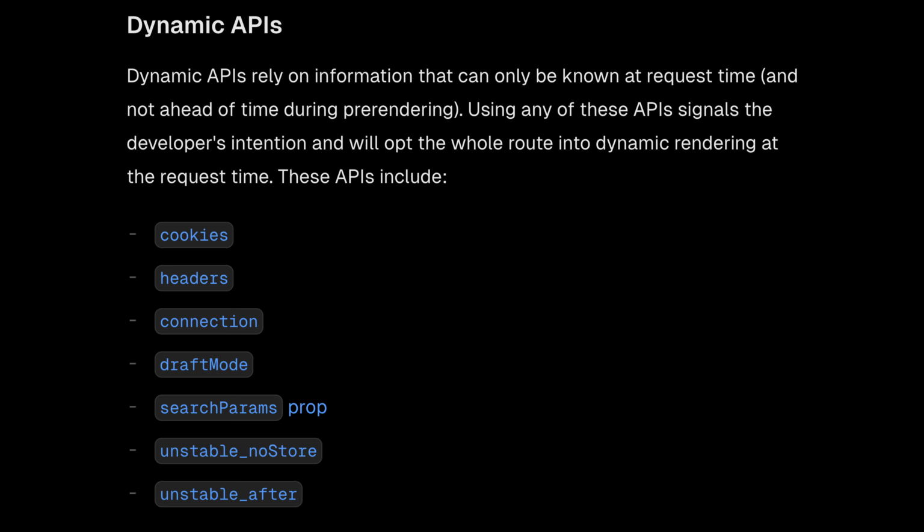And when that is the case, Next.js cannot render your pages during the build process, because now your page has some information that Next.js can only get when an actual request comes. You can see the full list of dynamic APIs on the screen right now. If you try to access or use any of these things, your route will become dynamic automatically.